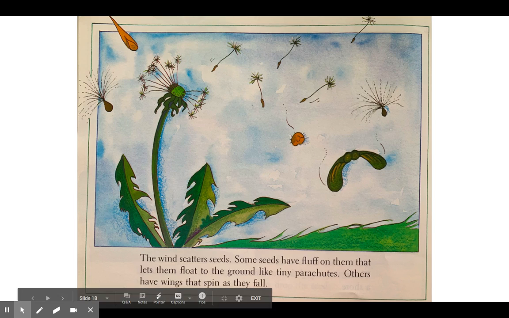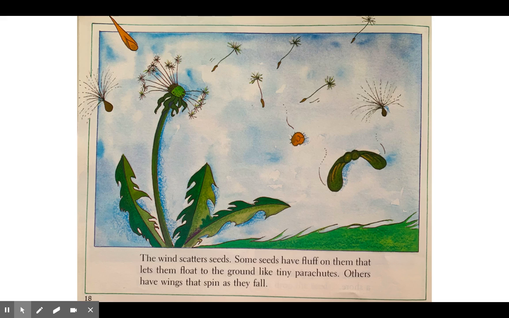The wind scatters seeds. Some seeds have fluff on them that lets them float to the ground like tiny parachutes. Others have wings that spin as they fall. You can see the dandelions here spinning through the air with their parachutes.